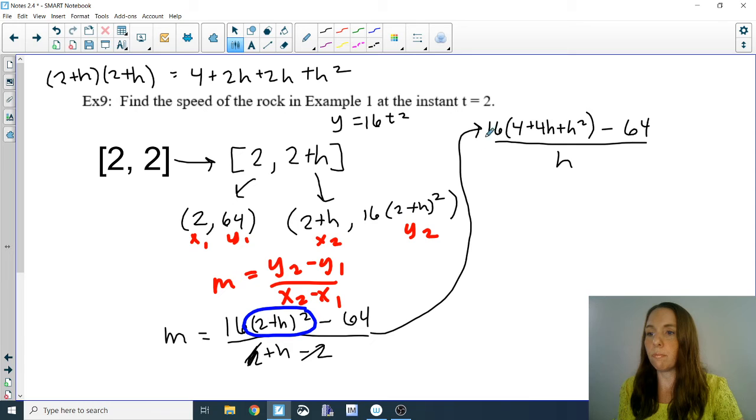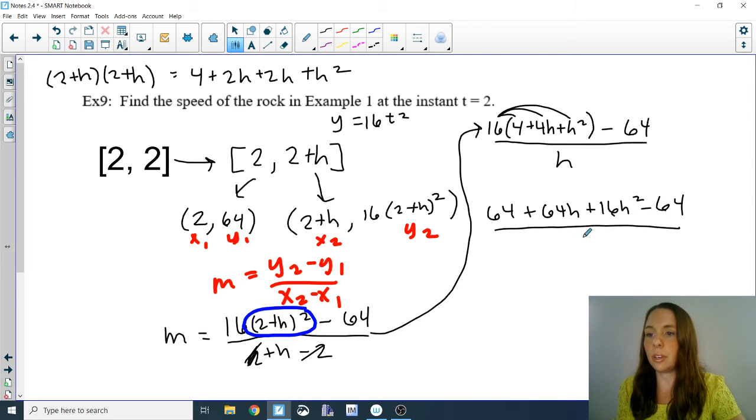Finally, something else. I guess not finally, but we're getting pretty close to getting our answer here. I'm going to distribute the 16 through the trinomial that I have in the parentheses. 16 times 4 is 64, right? 16 times 4h is 64h. 16 times h squared is 16h squared. Bring along the minus 64, and you still have all over h.